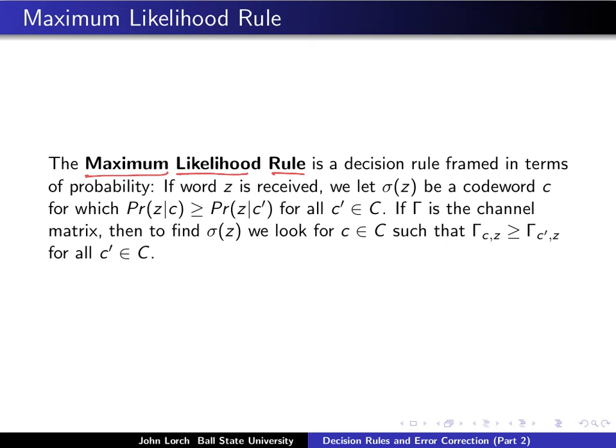Now, how do you pick out which code word c to use in this maximum likelihood rule? Well, you can get it from the channel matrix, just like we did in the example. So to compute sigma of z, you're going to look for the code word where the corresponding entry in the zth column of the channel matrix is bigger than any other probability in that column that is indexed by a code word.